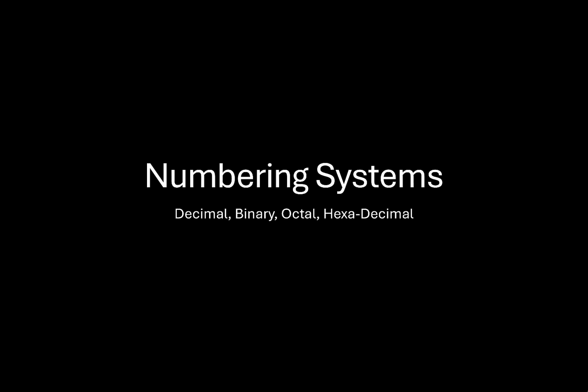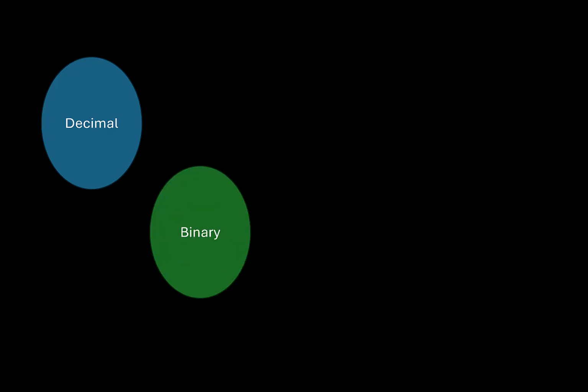Hi everybody, today we're talking about numbering systems. You might already be familiar with the decimal system. It's the one we use every day, made up of the digits 0 through 9. But computers think differently. They use binary systems, which is made up of just two digits, 0 and 1.